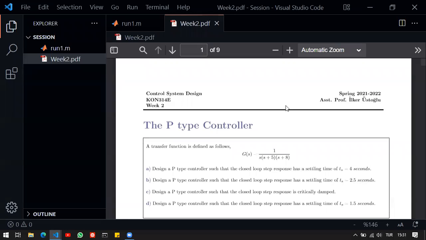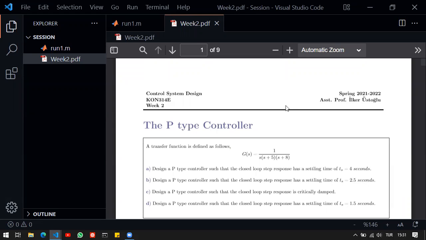Now, this week we will be talking about the P-type controller. If I'm not wrong, last week we did look at the symbolic toolbox. We did some simulation on the root locus, on the Bode graph, and also we've talked about how to calculate the step response, ramp response, and impulse response.